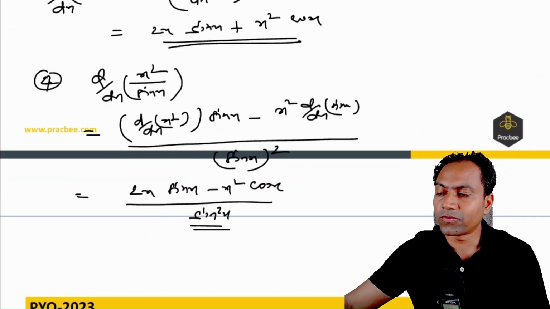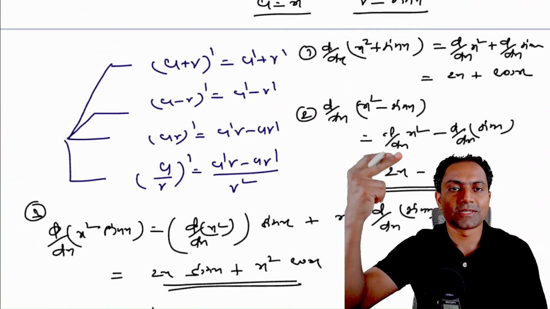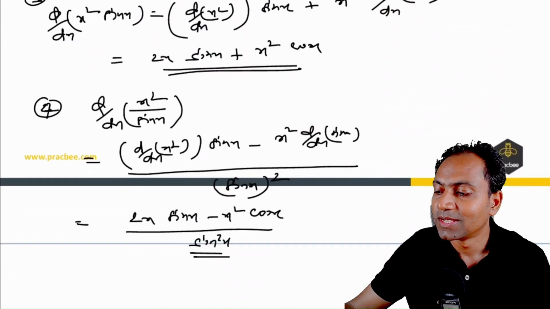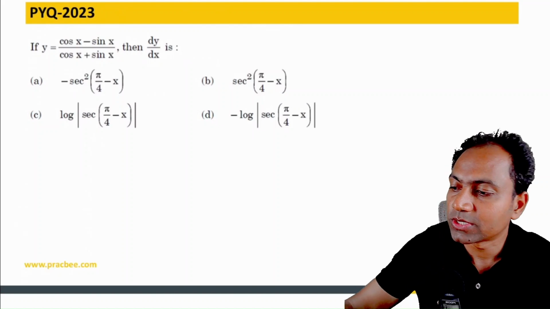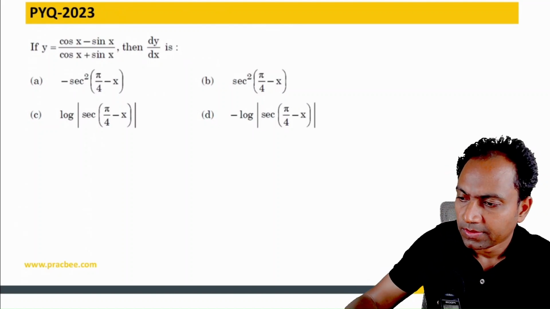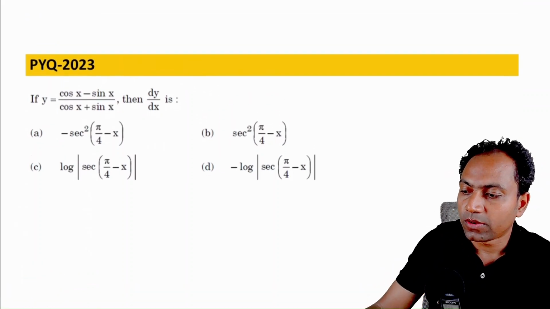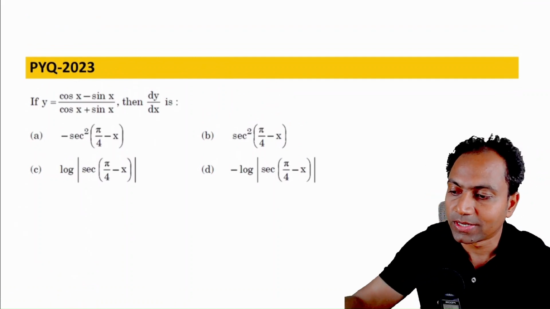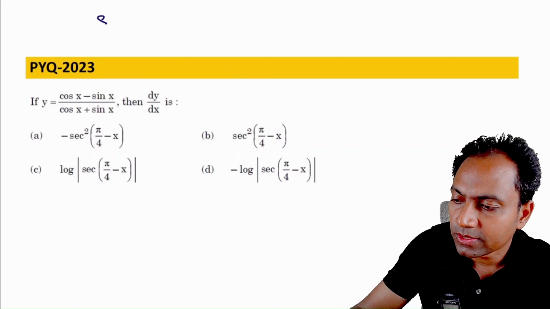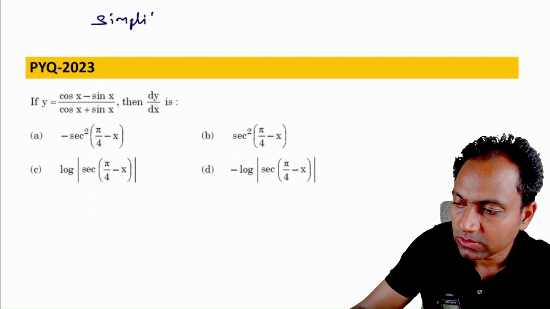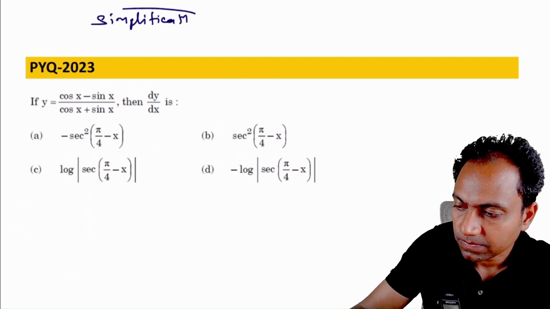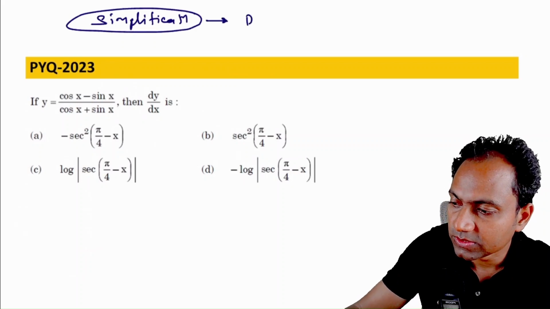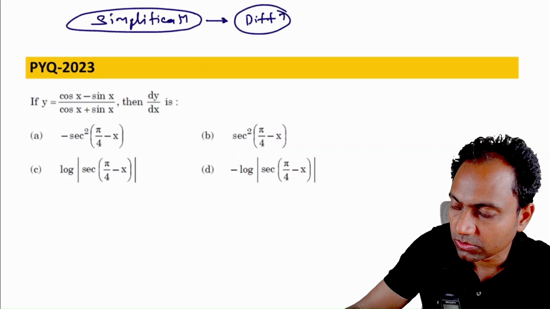So there are these four very important rules of addition, subtraction, multiplication, and division that you need to keep in mind while solving this kind of problems. If I look into this 2023 question, it talks about application of algebra of differentiation. Now, before applying this concept, what you should understand is there are two steps. One is simplification, and the second step is nothing but differentiation. So there are two steps into it that you need to understand.